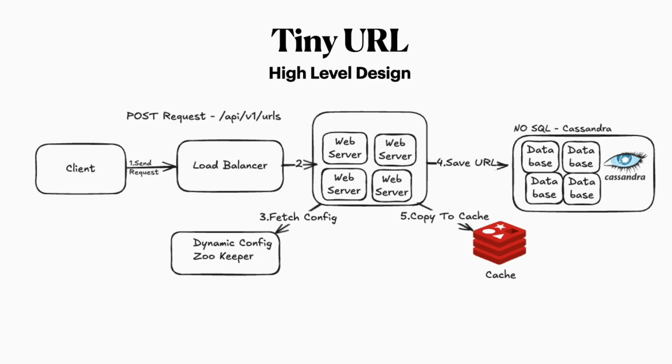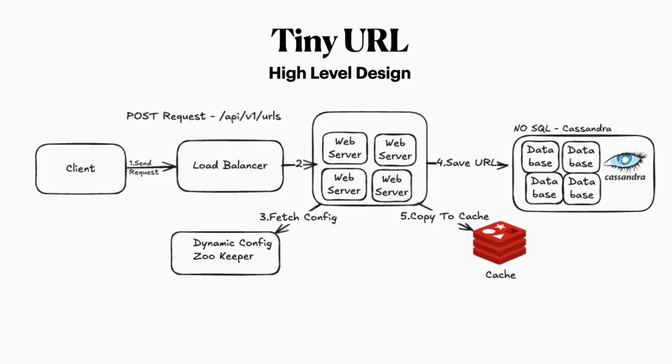Now let's look at the high level architecture for creating a short URL. Technology choice. We use Redis in front because this is a read heavy workload and we want sub-millisecond lookups for hot URLs. Cassandra is used as the primary data store because it scales horizontally, handles high write throughput, and gives predictable low latency at scale. Each choice here is driven by access patterns and scale, not by preference.